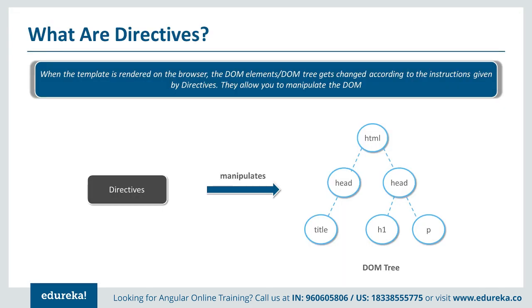When the template is rendered on the browser, the DOM elements or the DOM tree gets changed according to the instruction given by directives. They allow you to manipulate the DOM. What is DOM? Document Object Model. Whenever you create any HTML web page, the template loads into the browser. When the application is loaded, the browser will parse the HTML, making sure there are no syntax errors, closing tags and tags are properly kept or not. Then it creates a DOM, the document object model. Why do we need to create a document object model? Because to manipulate the DOM, you need a document object model.